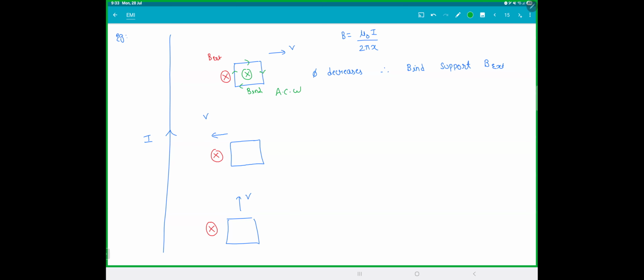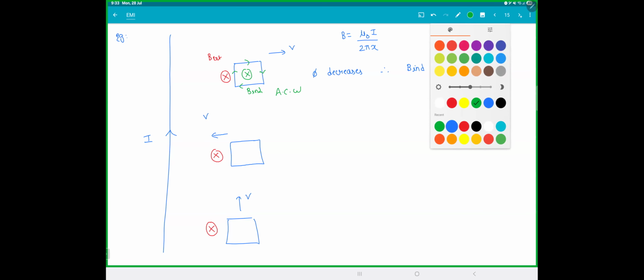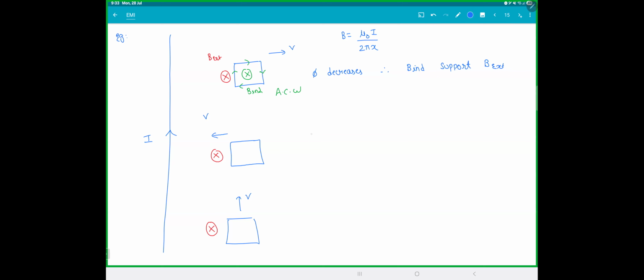Is that clear? In the second case, loop is getting closer to the wire, so B increases. If you get closer to the wire, B increases. If B increases, flux increases. If flux increases, I want to decrease it. Therefore, B induced opposes B external. That means my field should be out of the plane. Put your thumb out of the plane, rotate your fingers. You will get clockwise.